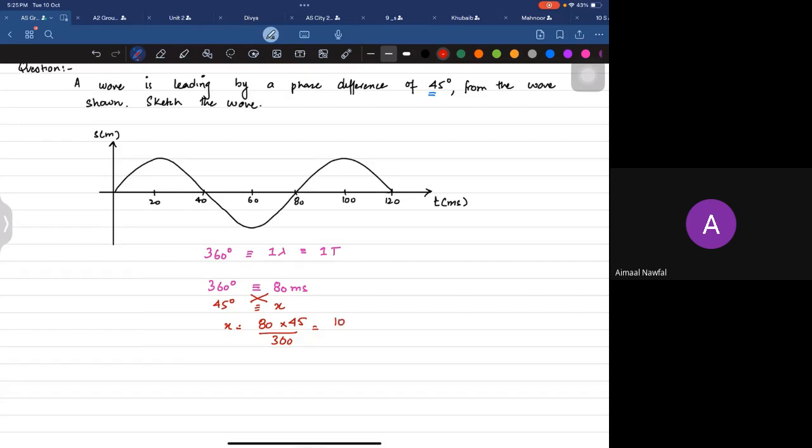It's 10 milliseconds. It means the new wave will be 10 milliseconds ahead of this wave. So what does that mean? That this point, when it is at 0, it will be at 10, right? So every point of this wave is going to shift by 10 milliseconds. So 20 will go to 30, 40 will go to 50, and 60 will go to 70, right?